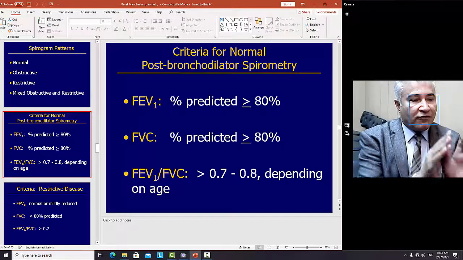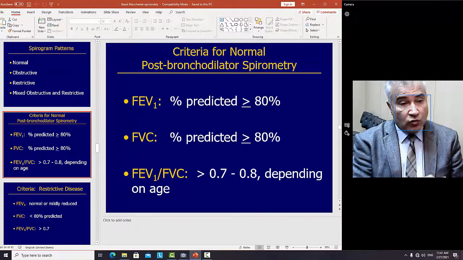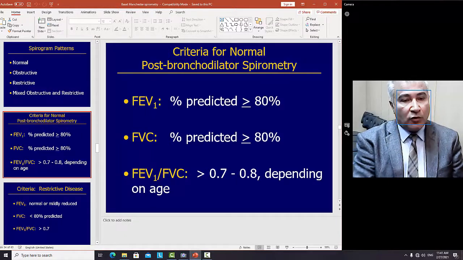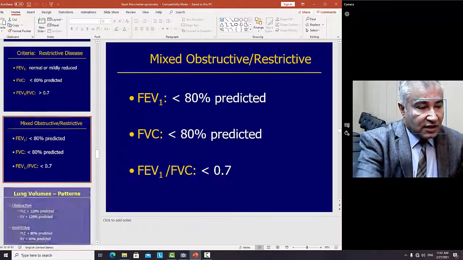Associated with mixed, the forced vital capacity is below. The forced vital capacity is below, but the obstruction FEV1 below. So they can detect. We can go to some examples.